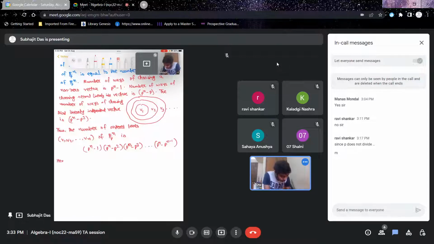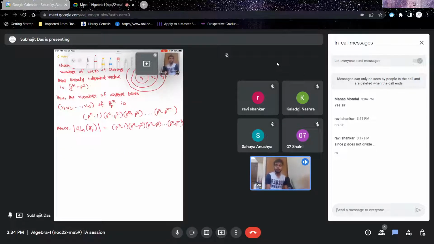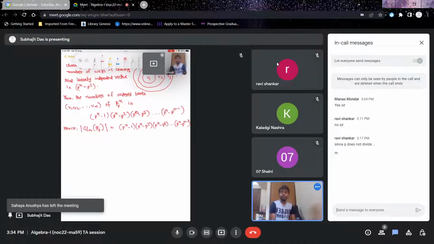Hence the cardinality of GL n Fp, we have found out this finally. This is precisely p to the power n minus 1 times p to the power n minus p times p to the power n minus p square and so on, up to p to the power n minus p to the power n minus 1, right? So now from this it's very easy to find out the largest power of p dividing the order of GL n Fp. So what you do is you just factorize this. You just find out the largest power of p in this number, right?